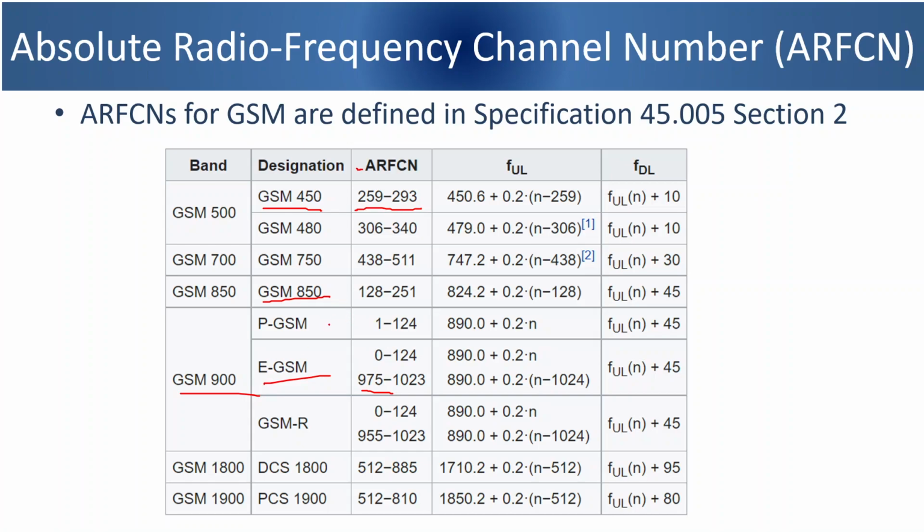For example, if you look at this one, channel number 1 to channel number 124 will be here, right? And if you look at GSM 450, channel number 259 to channel number 293 will be here. So how to calculate the uplink frequency and downlink frequency when ARFCN is known? Let us take this example. Suppose your ARFCN is 259.